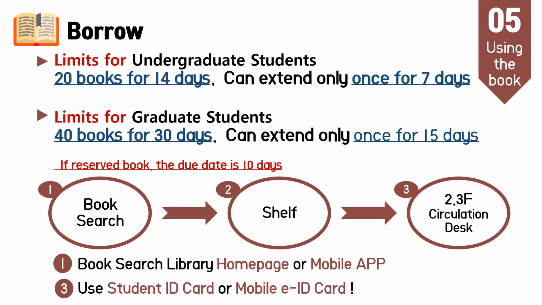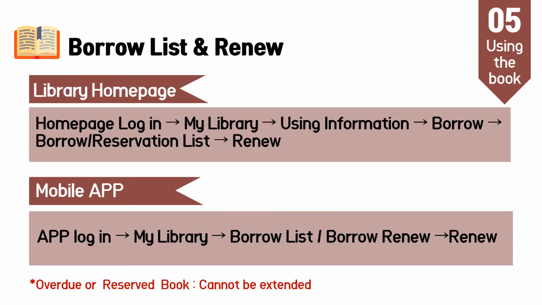Undergraduate students can borrow up to 20 books for up to 14 days and extend the loan for 7 days only once. Graduate students can borrow up to 40 books for up to 30 days and extend the loan for 15 days only once. If someone else reserves an item which has been on loan to you, you will have only 10 days until the return, regardless of the initial loan period. You will receive a text message in such a case. You can check and extend the loan status from the library website or using the mobile application as follows.